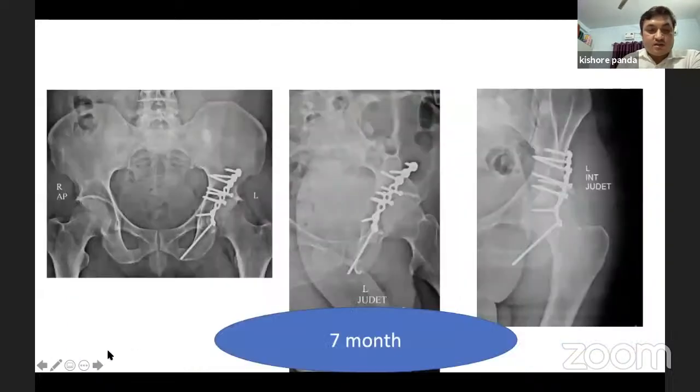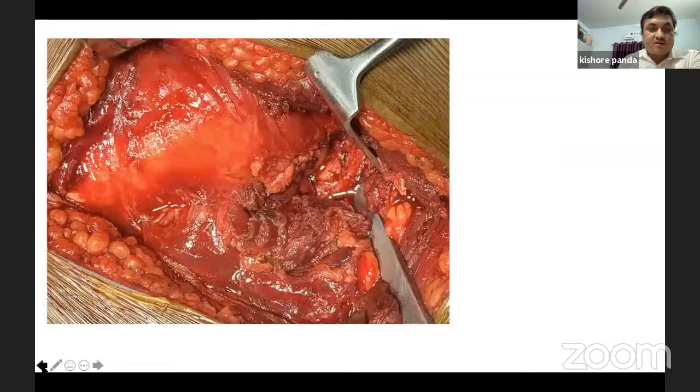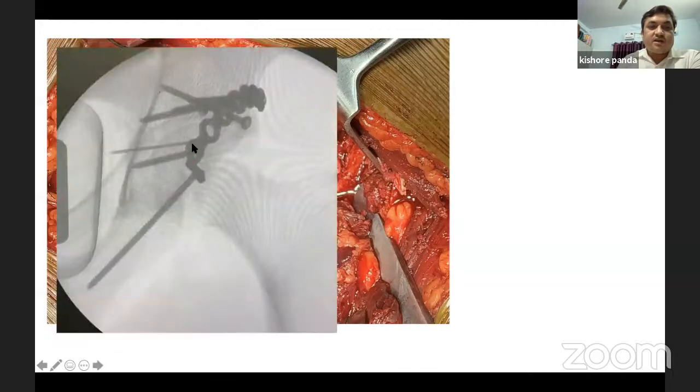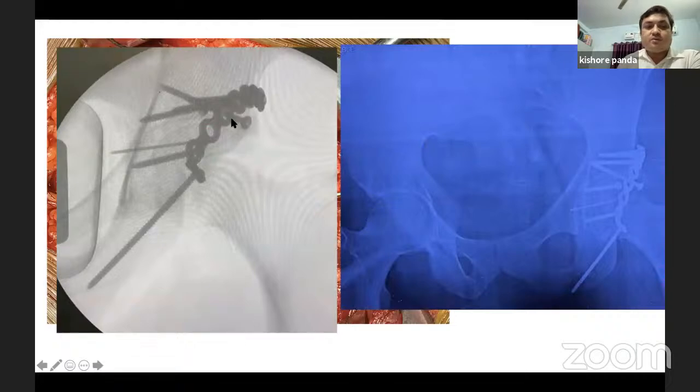So this is after 7 months, and sometimes the fractures are comminuted and crumpled. You cannot put a screw here. So there is a technique, the forgotten or missed wire technique, where you have to leave that K-wire in situ after fixing this elevated fragment.